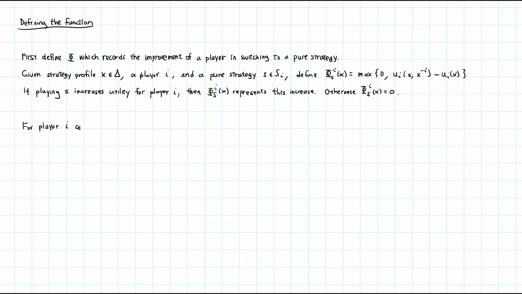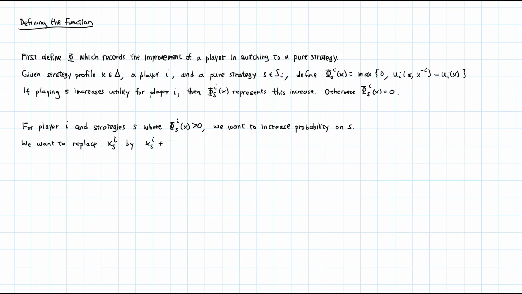For player i and for those pure strategies s that improve the utility, meaning phi_si of x is greater than 0, we want to increase the probability that we assign to s. In particular, we want to replace x_si by x_si plus phi_si of x. However, this causes a problem. So, what is the problem and how can we fix it? The problem is that the sum of the probabilities is greater than 1.